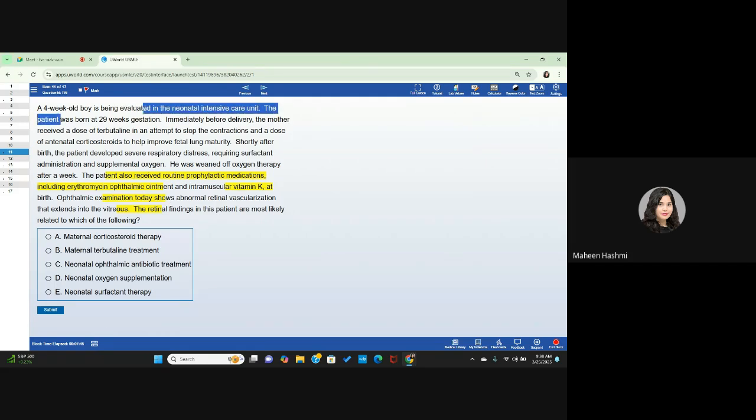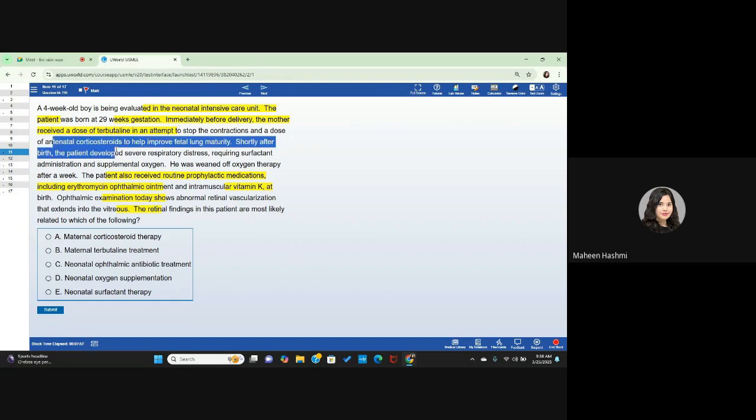So we have a 4-week-old boy. He comes to the NICU. The patient was born at 29 weeks gestation. Immediately before delivery, the mother received a dose of terbutaline in an attempt to stop the contractions, along with a dose of steroids. Shortly after birth, the patient developed severe RDS requiring surfactant administration and supplemental oxygen. What do you think is the answer?